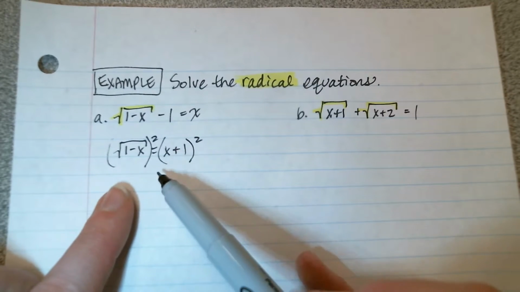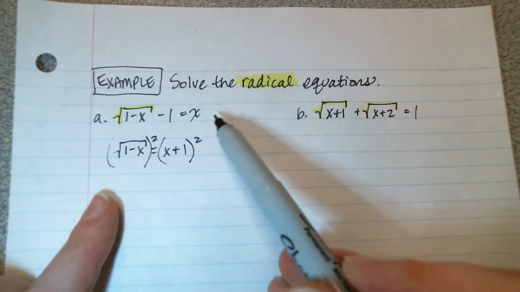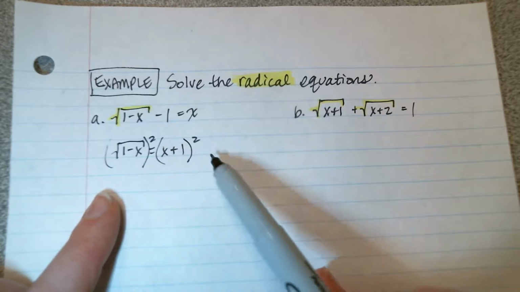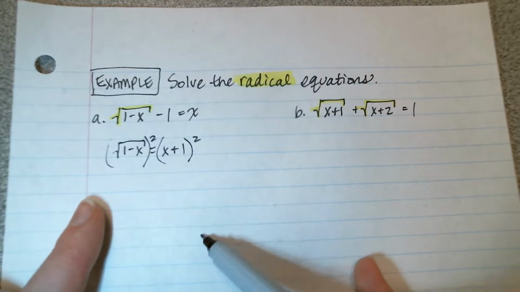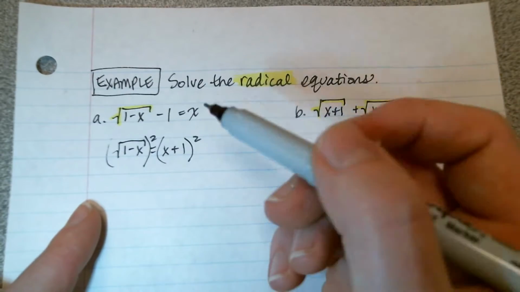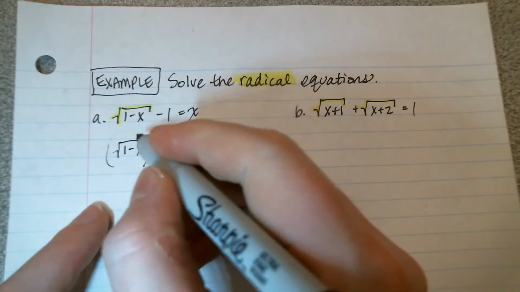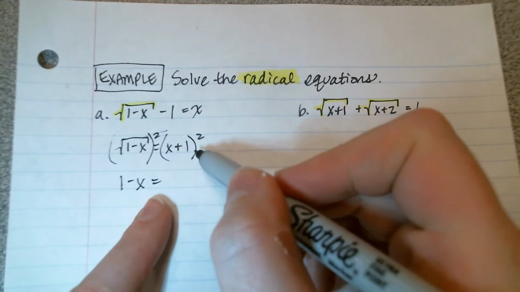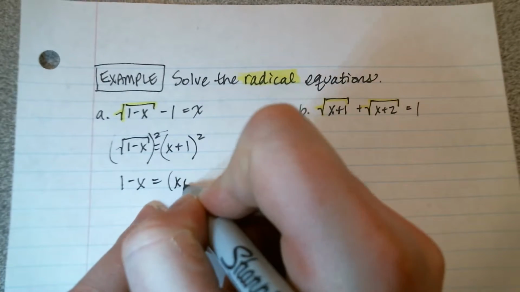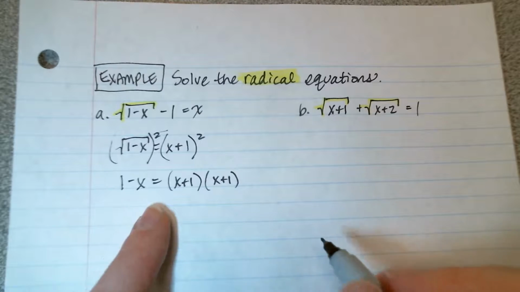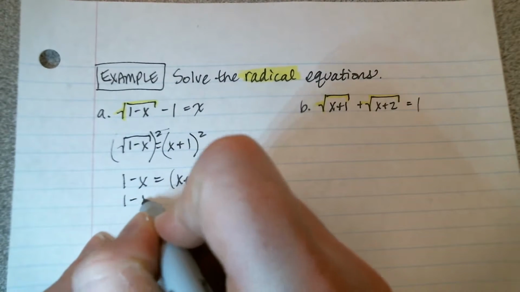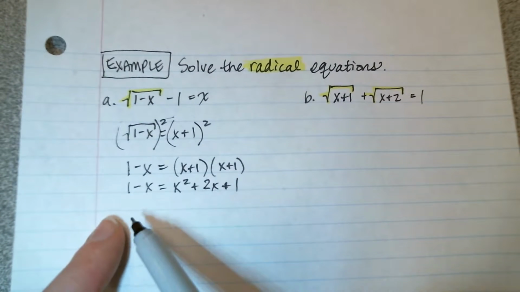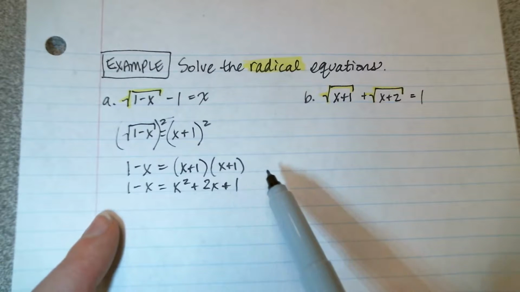Now it's very, very important that you raise the entire side of this equation to that exponent, not each piece separately. If you raise each piece separately to the exponent of 2, you'll get a completely wrong result. So, like I said, this square and square root will cancel, leaving behind just 1 minus x, while on the right-hand side, I need to actually multiply this out. x plus 1 times x plus 1. So I need to multiply this out.